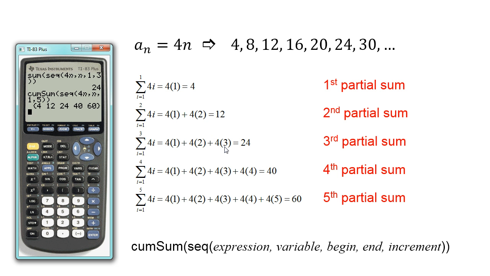So if you need just one finite partial sum, then I would recommend using the sum feature. If you need a number of partial sums, then you can use the cum sum feature on your calculator, and it will give a list of the sums. It's not the same as sequence, which just lists the items in the sequence. This lists the sum of the first term, the first 2, the first 3, the first 4, and so forth.